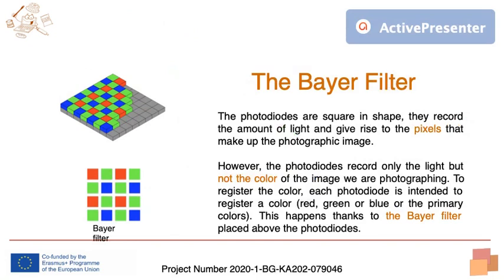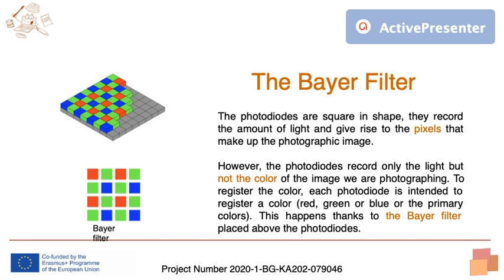The photodiodes are square in shape. They record the amount of light and give rise to the pixels that make up the photographic image. The word pixel stands for picture element. However, the photodiodes record only the light but not the color of the image we are photographing.